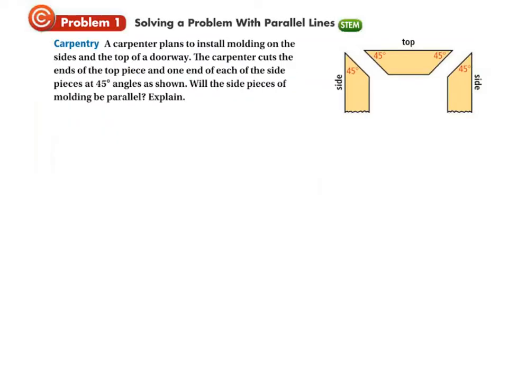All right, so this is just a word problem applying the ideas that we know. A carpenter plans to install molding on the sides and top of a doorway. The carpenter cuts the ends of the top piece at a 45-degree angle and one end of each side piece at a 45-degree angle. Will the side pieces of the molding be parallel? Will these two side pieces be parallel?